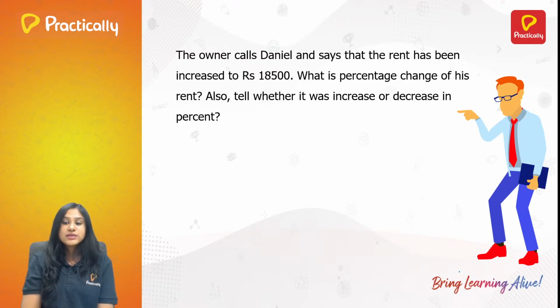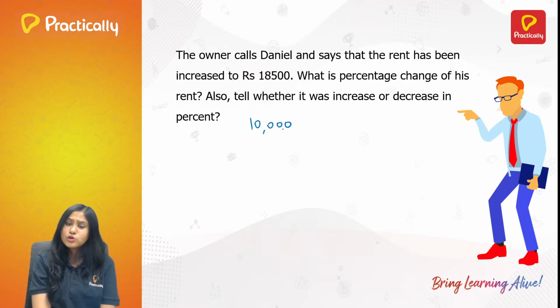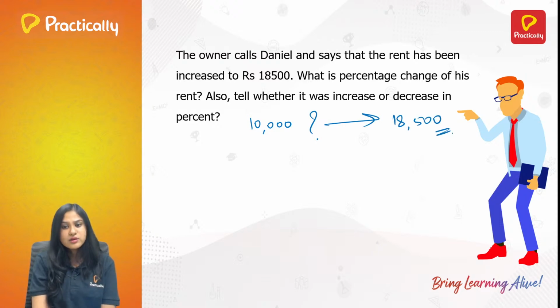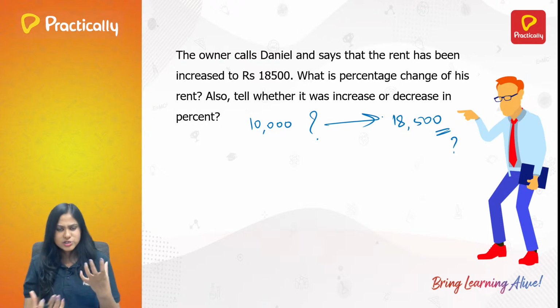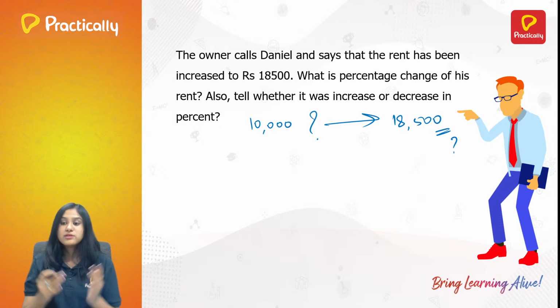What is the percentage change of his rent? Also tell whether it was increase or decrease in percent. Okay, what is this? First he told 10,000, right? The owner told 10,000, but he changed it to 18,500. How come? Maybe the charges got more, or maybe the surroundings rent has increased. So he has increased it to 18,500.